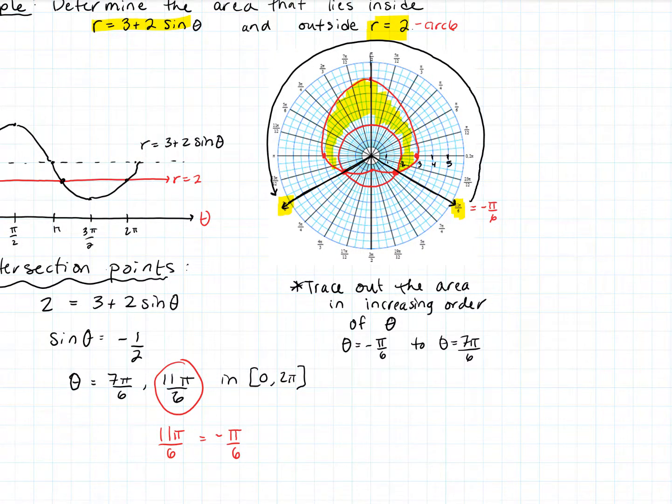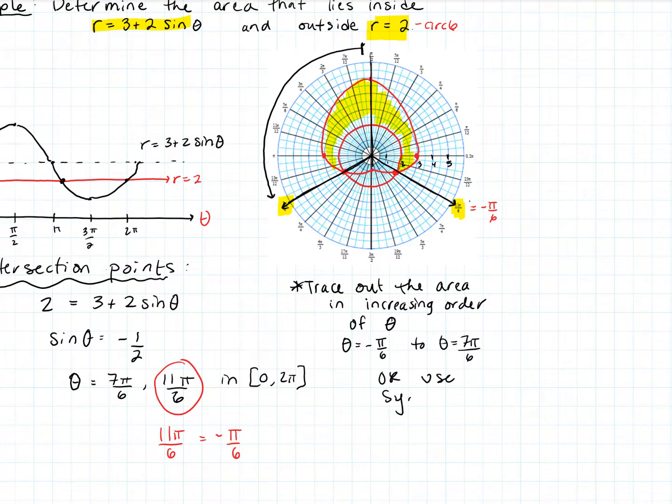And we could say, let's start at pi over 2 and go from pi over 2 to 7 pi over 6 and double the area. We can also use the symmetry of these polar curves.